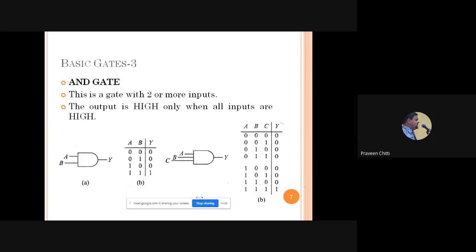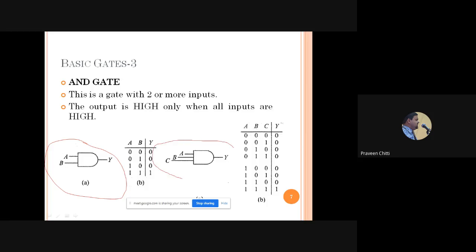So I'll not spend much time. We'll quickly see these gates. What is the second gate I have mentioned here? It is the AND gate, right? This is a gate with 2 or more than 2 inputs. You can see there I have shown 2 different gates. The first one, how many inputs does it have? 2 inputs, A and B, and single output Y.